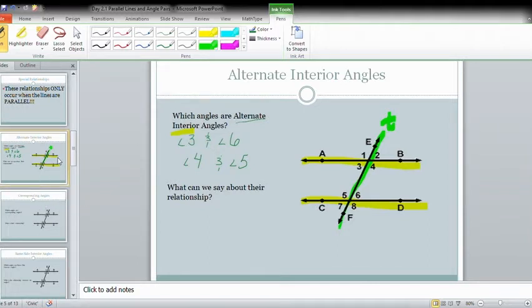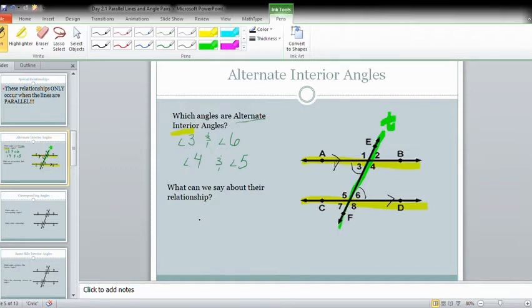And this relationship is, once we say lines AB and CD are parallel, we can say that angle 3 and angle 6 are congruent, right? Alternate interior angles are going to be congruent if lines are parallel. And we can say the same thing with angle 4 and angle 5. Congruent angles if lines are parallel, right?